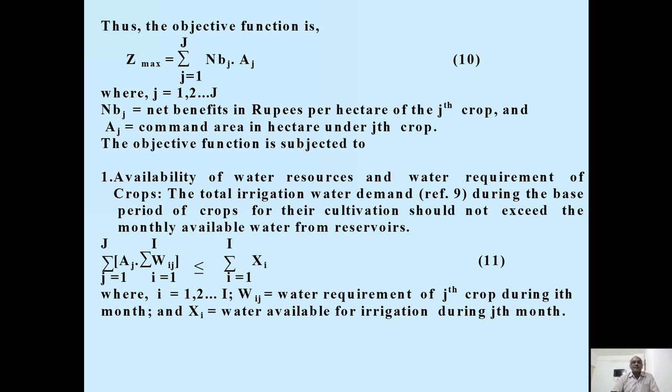The objective function is subjected to constraint number 1, availability of water resources and water requirements of the crops, that is the total water demand during the base period of the crops for their cultivation should not exceed the monthly available water from the reservoirs. So this is the area and water requirements by the jth crop, and area under the jth crop. This must be less than or equal to the water available in that month, where I expresses the month and J expresses the crop.